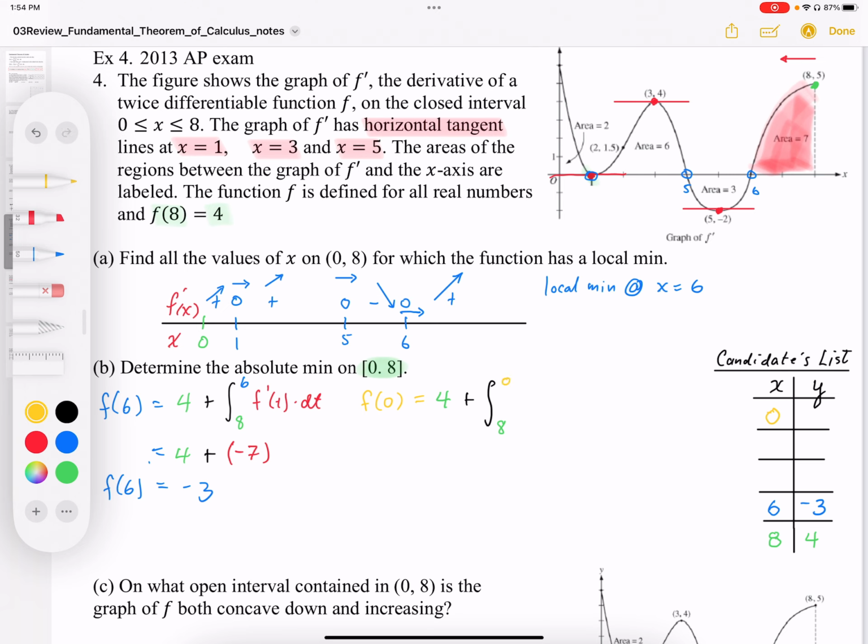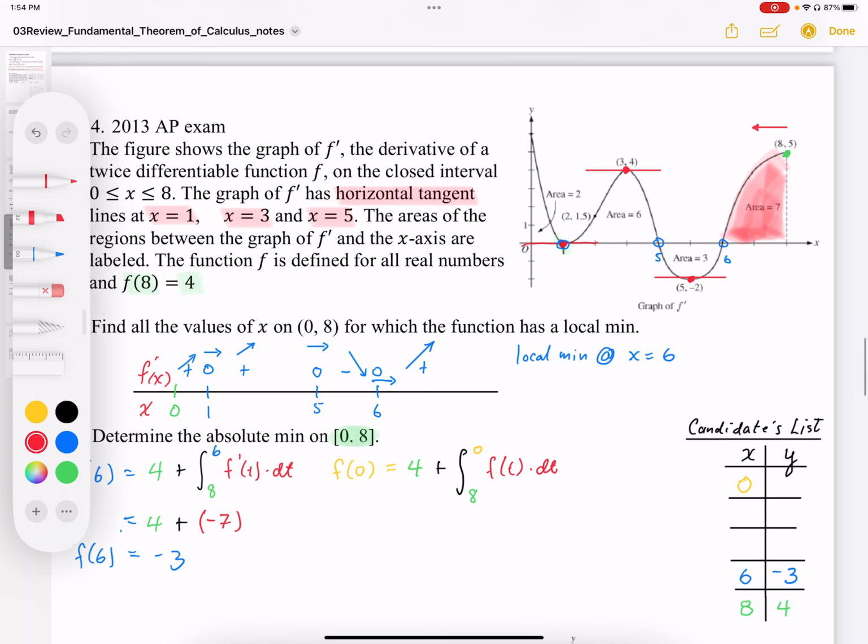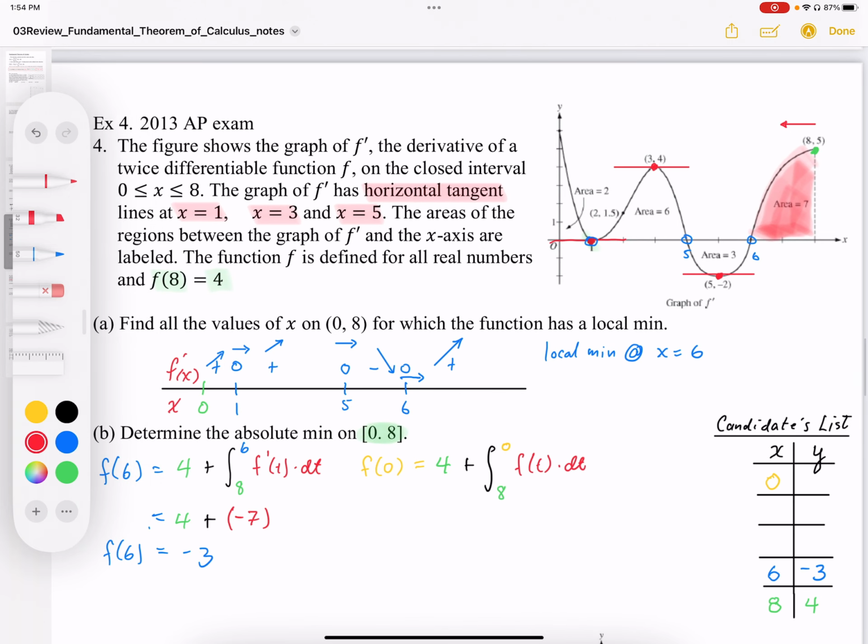And that's going to be under that f of t function. Okay, so looking at this, I'm going to have this area. It's going to be -7. So I'm just going to write this out. I'm going to keep track of this here.